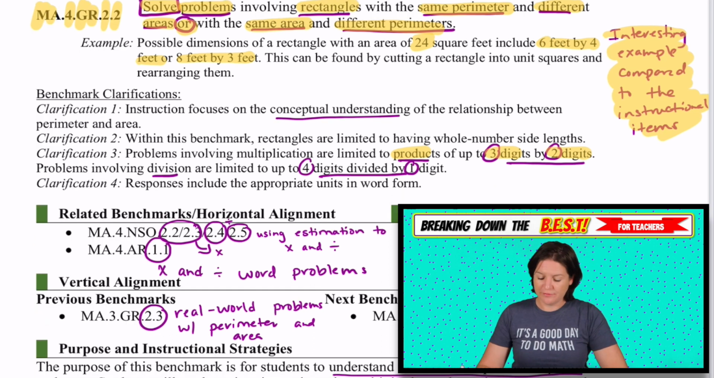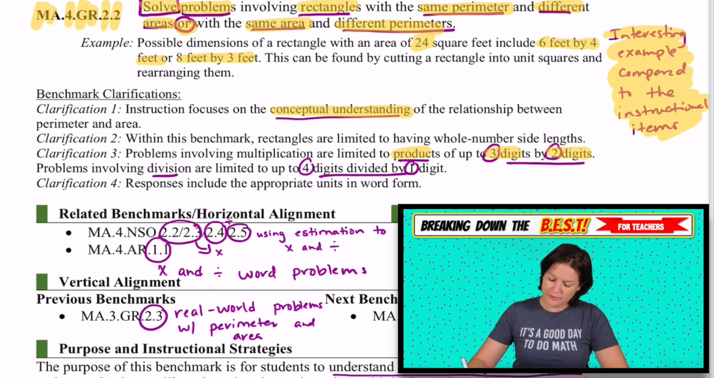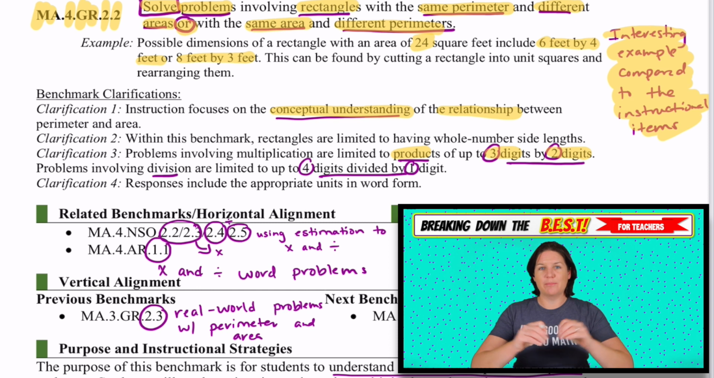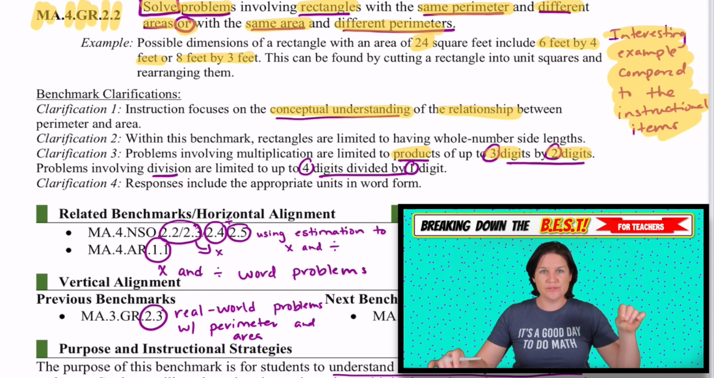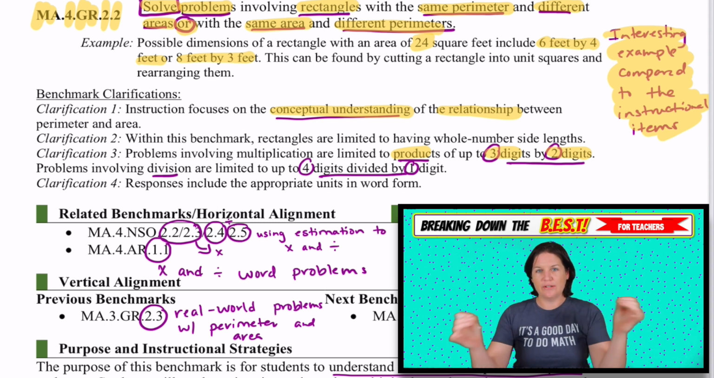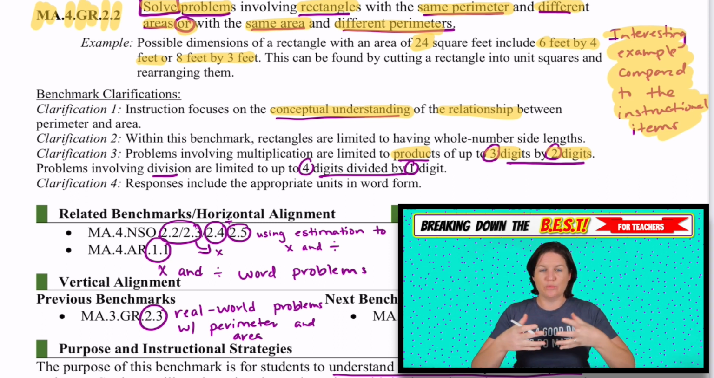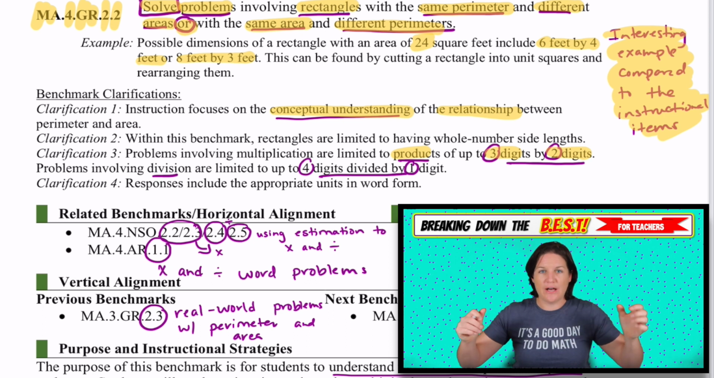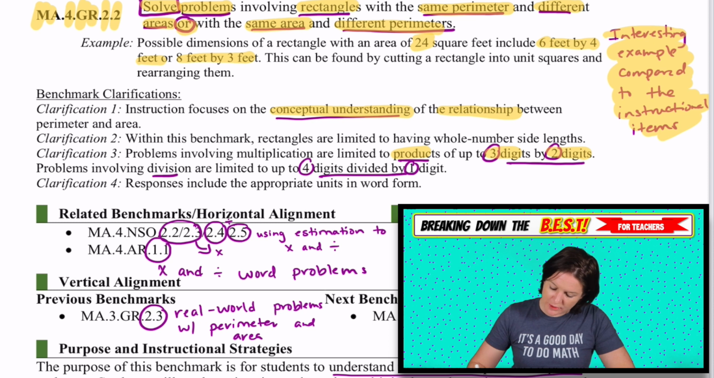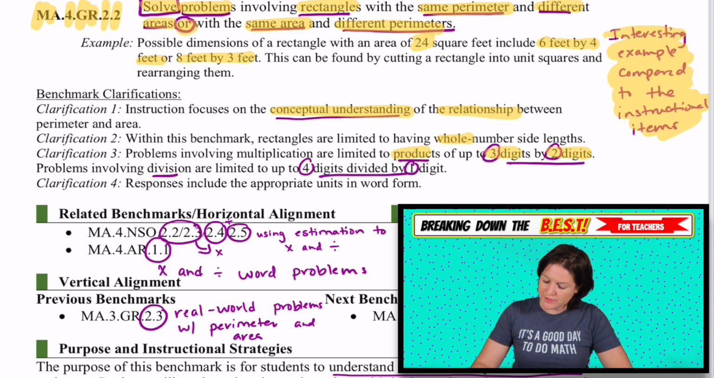All right, so benchmark clarifications. It says that this is focusing on a conceptual understanding of the relationship between area and perimeter. I like that they're mentioning a relationship there because I think that we've, in the past, just isolated the two skills, area and perimeter. And now in this one, we're showing how they're connected. When you stretch out a rectangle, how that changes the perimeter and changes the area. Within this benchmark, rectangles are limited to having whole number side lengths, no fractions, no decimals.